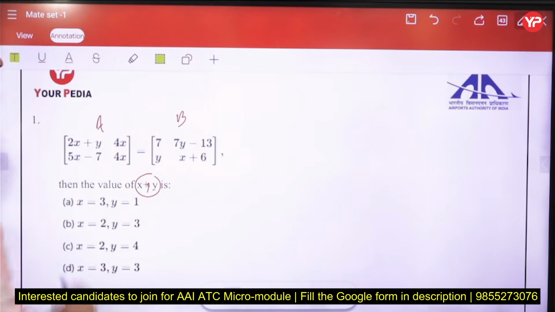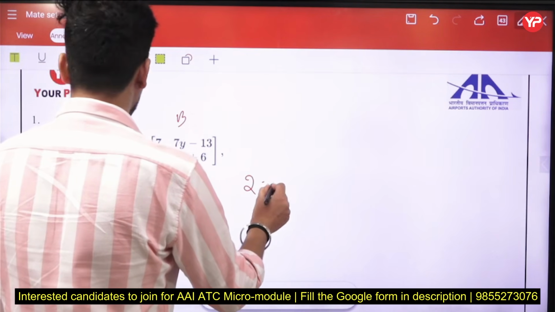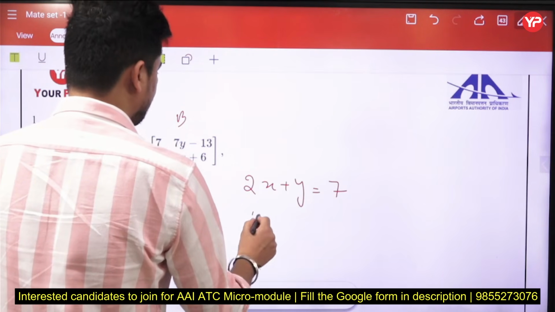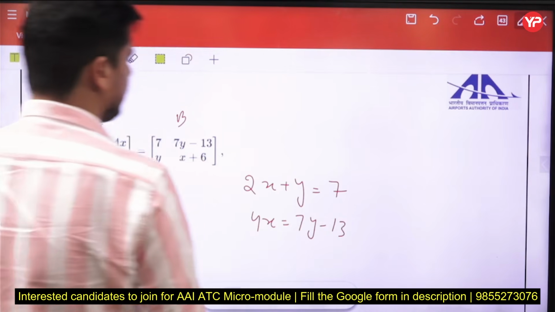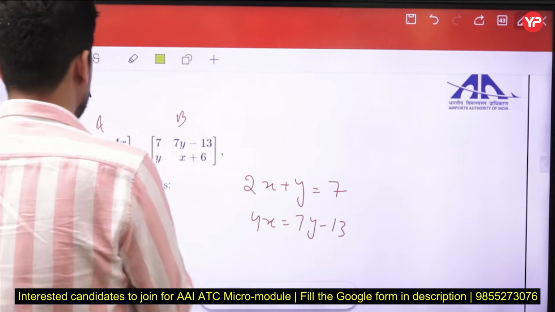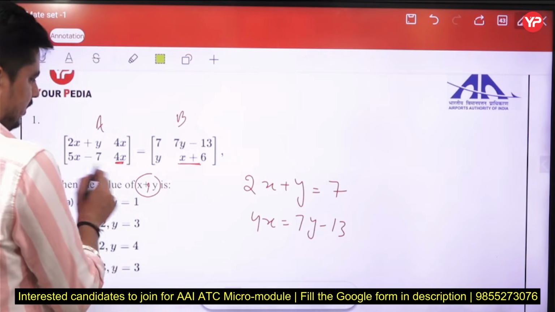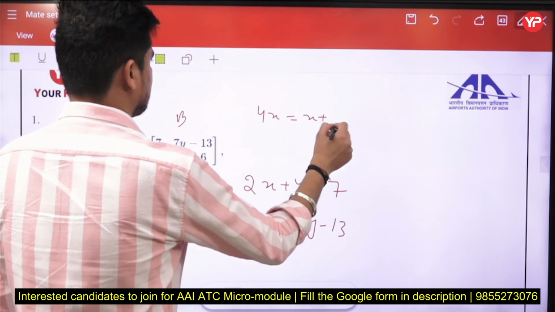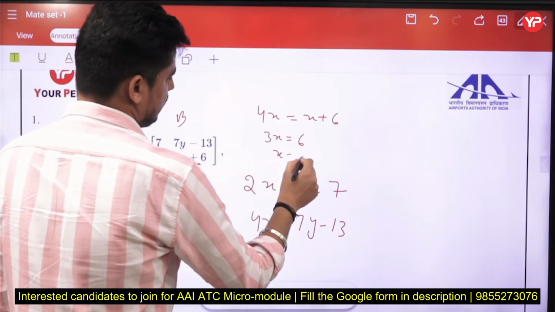If these two matrices are equal, then element by element, the values should be equal. So what should we have? 2x plus y should be equal to 7 and 4x is equal to 7y minus 13, right? Or you can use any one of the equations. From the last equation we can directly calculate x, and that is 4x equals x plus 6. From this we get 3x equals 6. So the x value is 2, right?